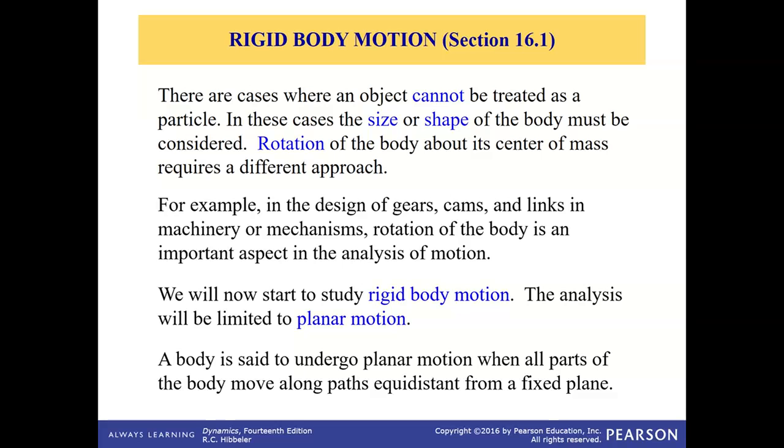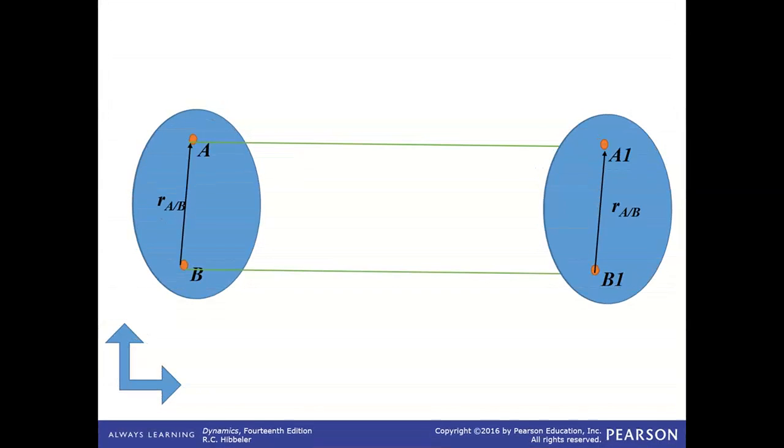A body is said to undergo planar motion when all parts of the body move along paths equidistant from a fixed plane. So next topic, we are going to study different types of rigid body motions. So let's consider this is our rigid body, an elliptical body, and consider 2 points A and B on the rigid body. Now, the motion of the body is as shown in this slide, where the body moves in a linear direction and there is no change in relative position of A with respect to B.